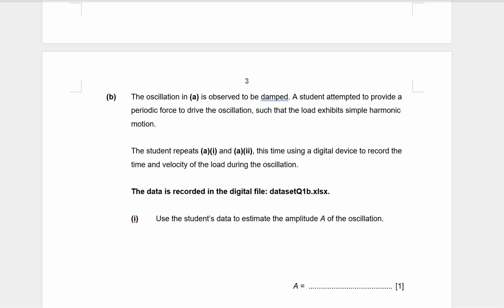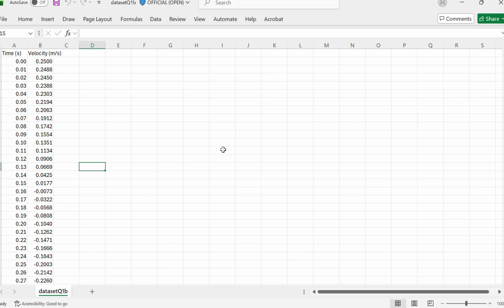Right, so now they give you a set of data where they say, okay, the student is supposed to estimate the amplitude given a set of data for velocity against time. Right, so I'll go straight to the Excel sheet. Right, this is what you're actually given. So I'll try to first make sense of what is going on. Because you have the setup and you already played with the setup, you should have a sensing that what you are doing is actually oscillations.